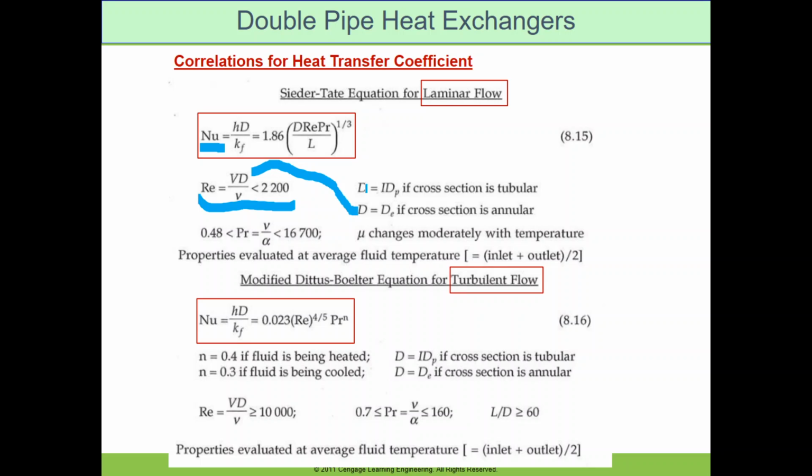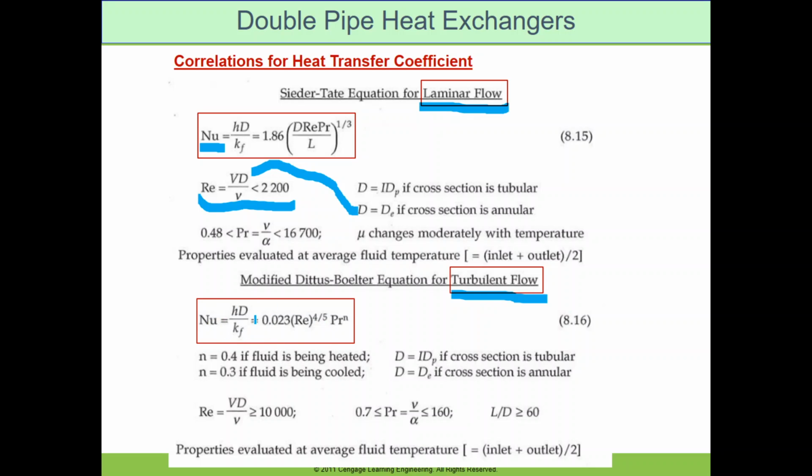First of all we need to calculate the Reynolds number, and once we know whether the flow is laminar or turbulent, we choose the correlation accordingly. This is for laminar flow and this is for turbulent flow. For laminar flow we use this correlation to find the Nusselt number and then find the heat transfer coefficient. This is for the turbulent case.